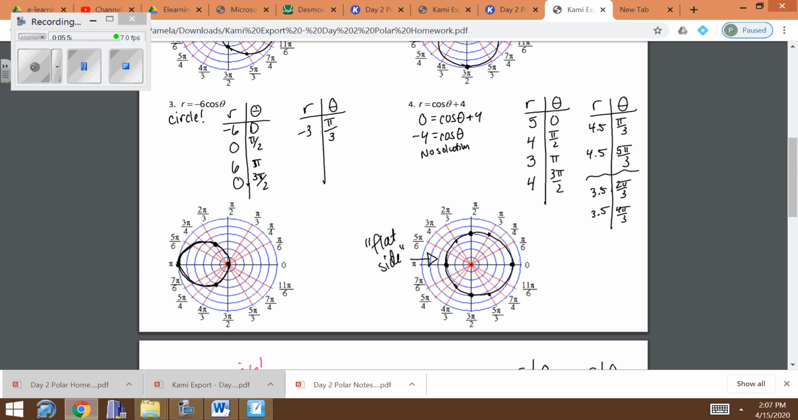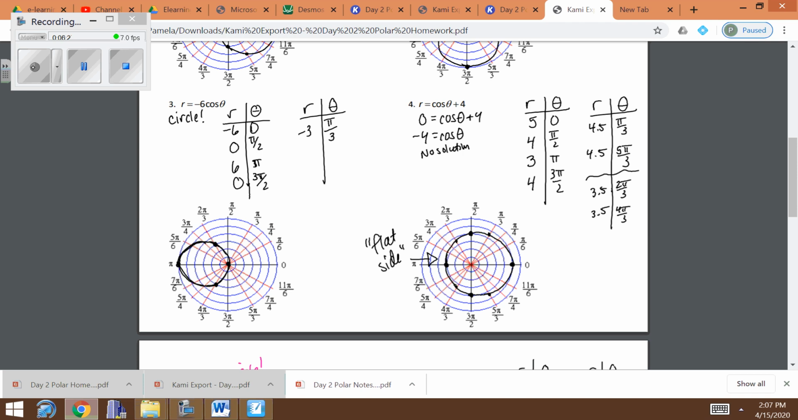Number 4, this one's a little bit different because when I solved it for r equals 0, there is no value where the cosine is equal to negative 4. So we know it does not intersect the pole. That means that this one is not going to be a cardioid or that loop in the loop. It's either going to be like the flat part or the dimpled. Quite honestly, I don't really care so much right now that you know the difference in the names of all of those. But I just want you to have an idea at least of what that shape might be.